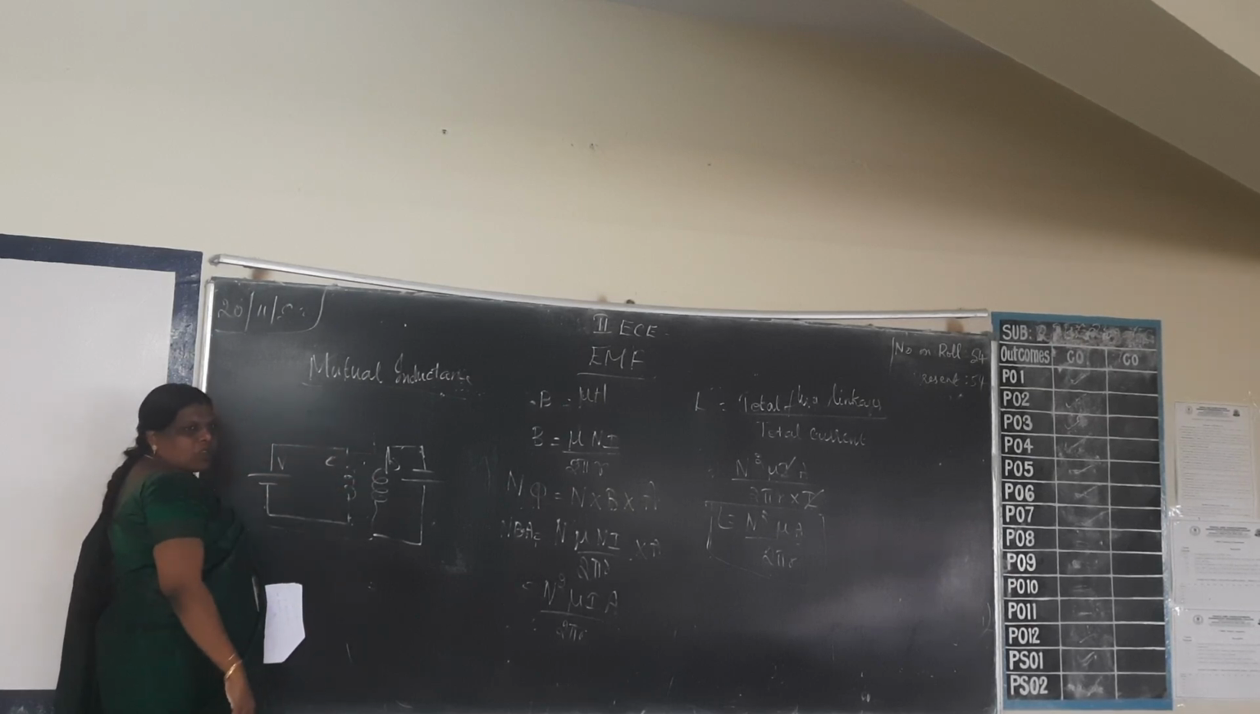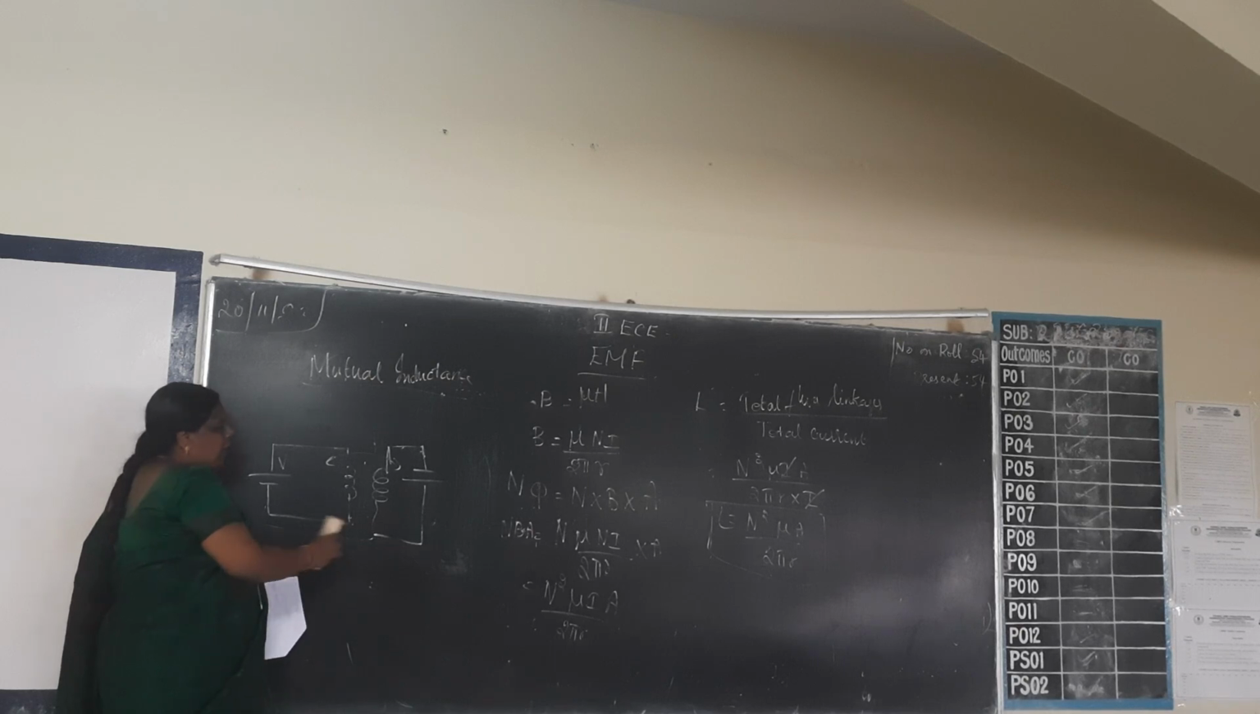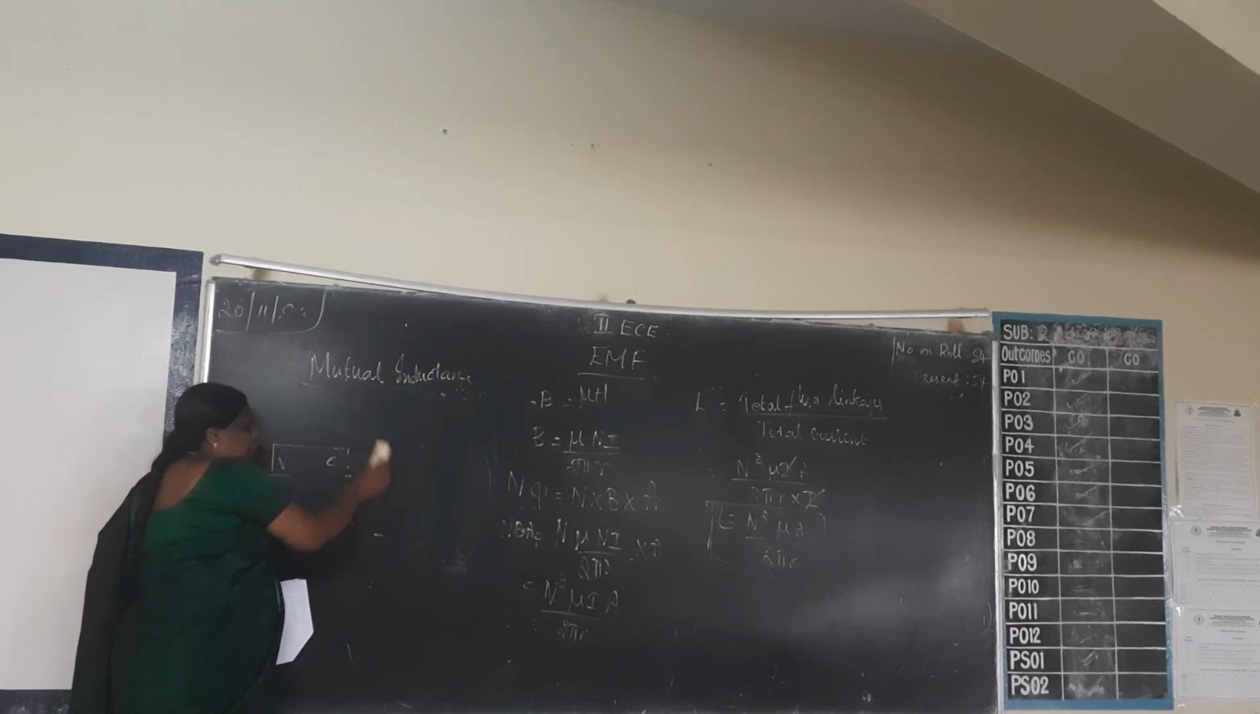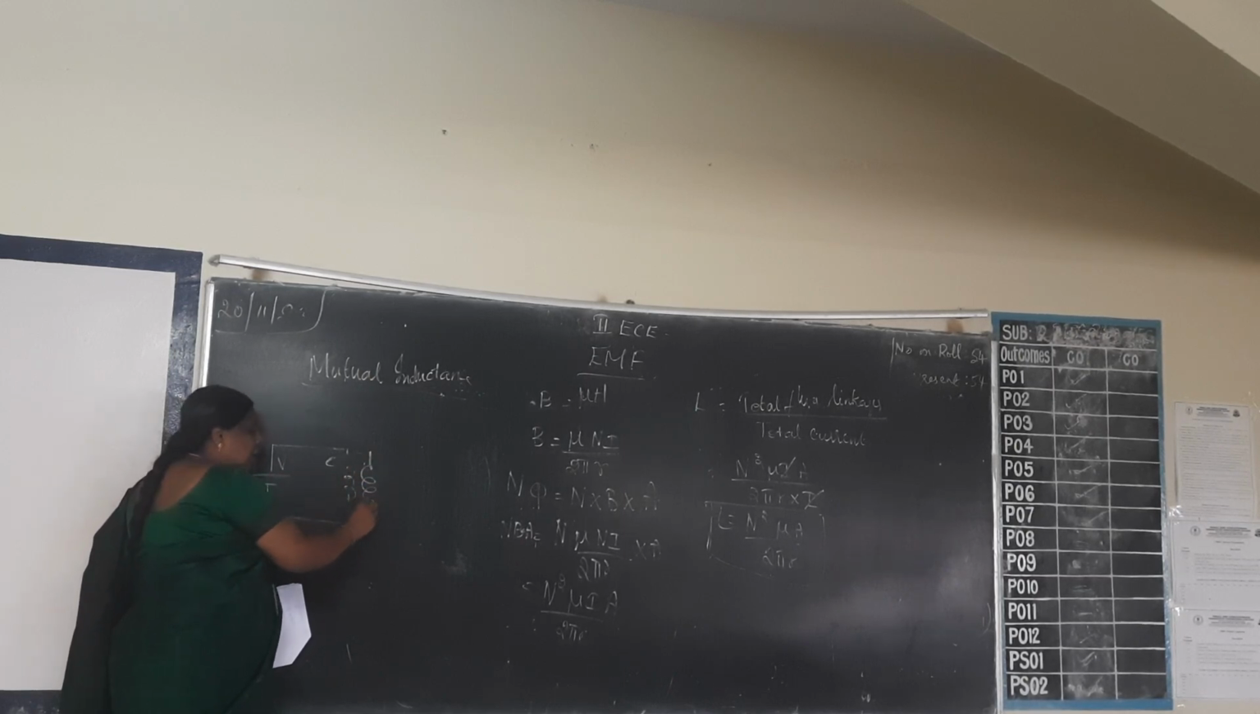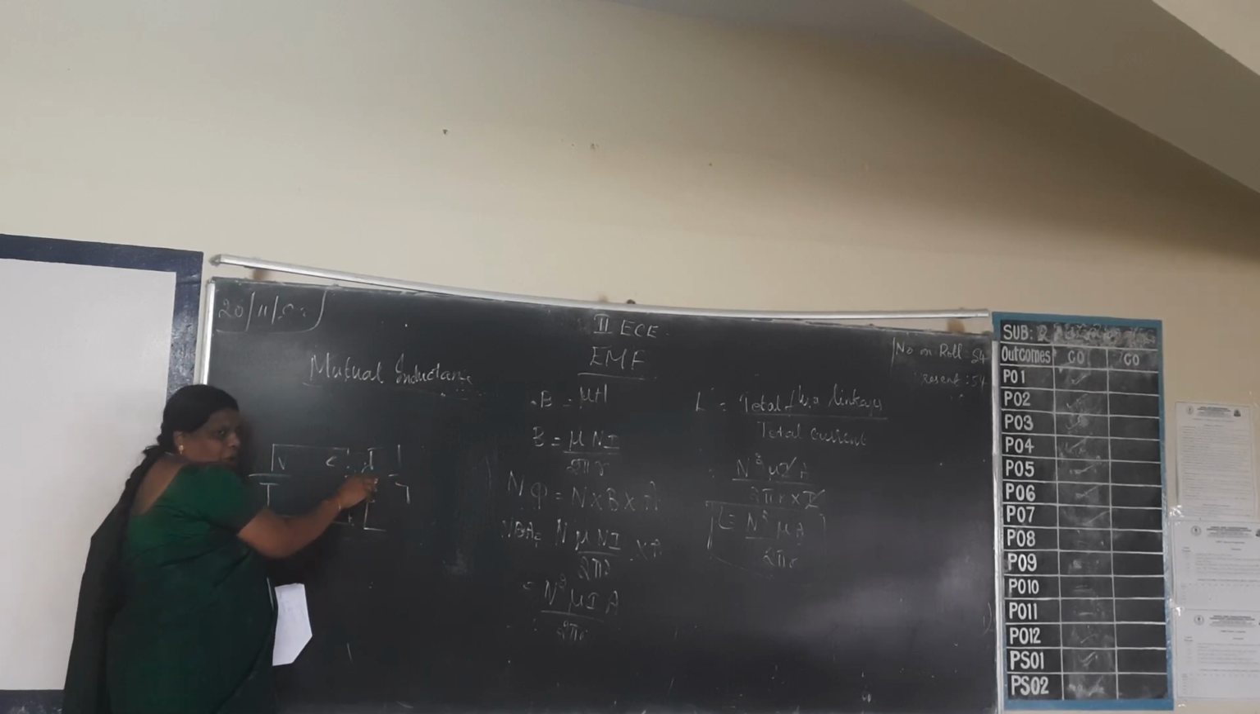You understand? This is called mutual inductance. Self-inductance means the inductance owned by the coil itself. But if I have another coil nearby, what happens? This flux will link with the second coil. Similarly, the flux created by the second coil will link with the first coil. That is called mutual inductance.